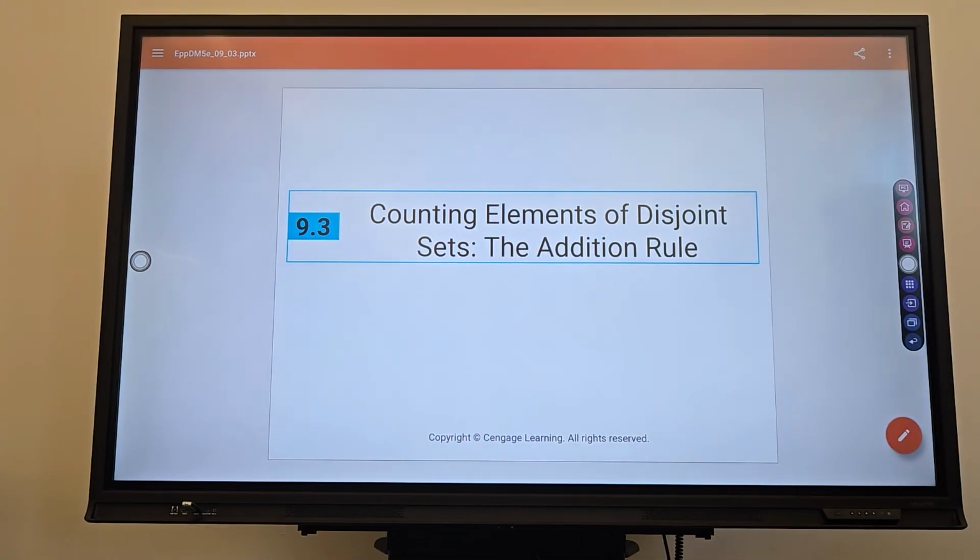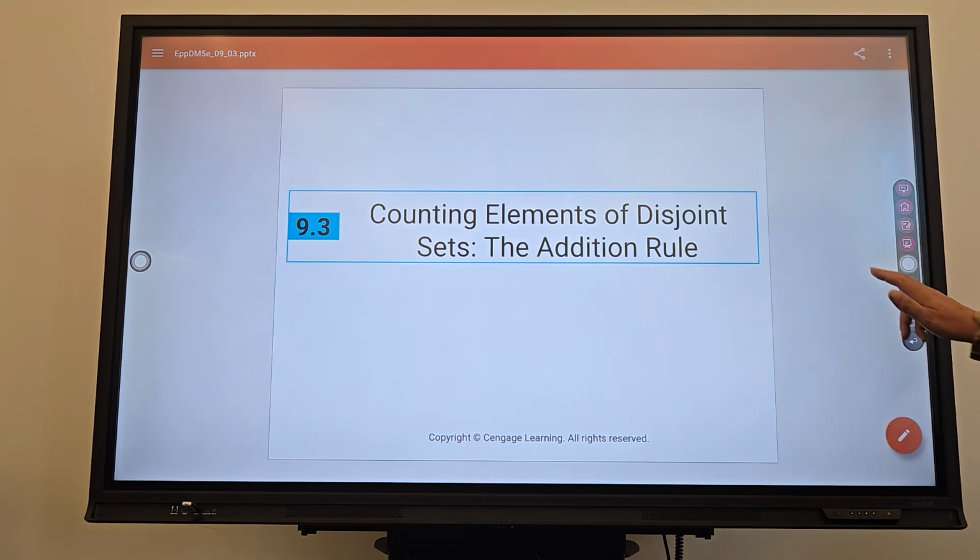Counting elements of disjoint sets. Now, 2 sets are disjoint if they do not share any common elements. This is something that will be covered in chapter 6 if you choose to do the extra credit. But just for terminology purposes, 2 disjoint sets have no common elements, or the intersection of the 2 sets is the empty set.